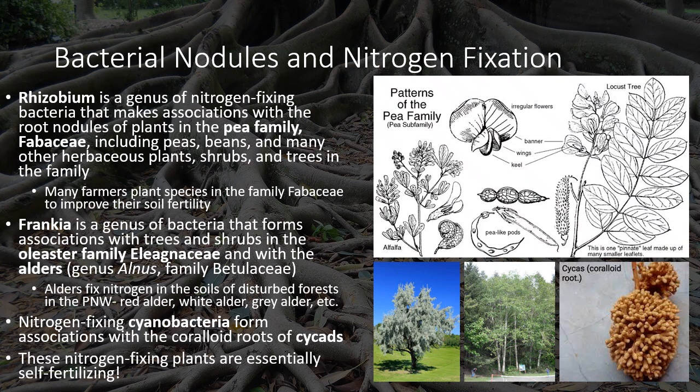There are a couple main groups of these bacteria. I don't want to get too into the weeds on this because it's not the main point of this unit, but I do think that this is valuable to be aware of. Rhizobium is a genus of nitrogen-fixing bacteria that makes associations with plants in the pea family, Fabaceae.